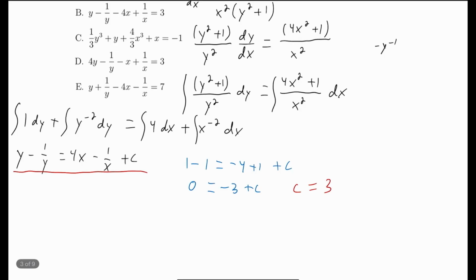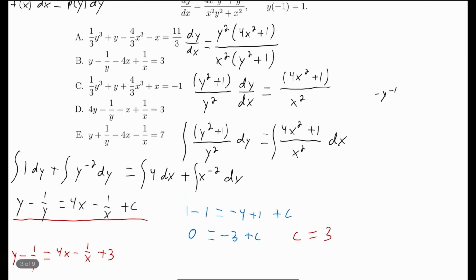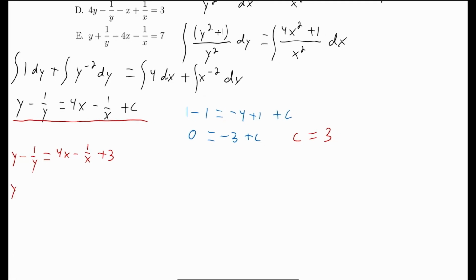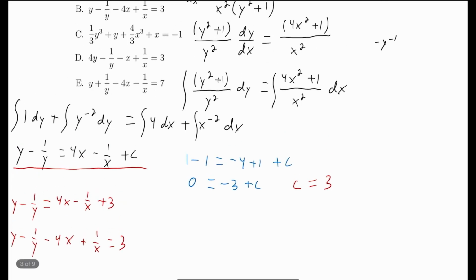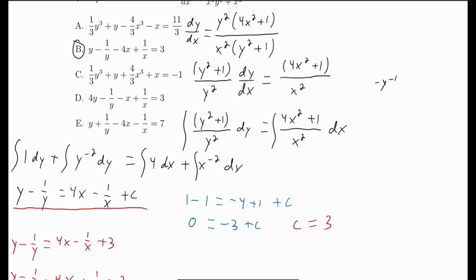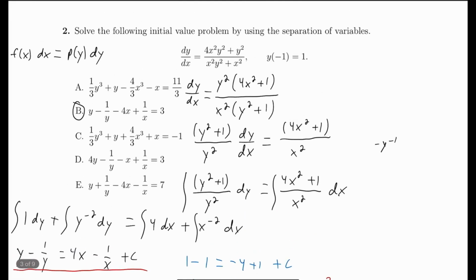That then means we can plug our c back into our general solution. So y minus 1 over y equals 4x minus 1 over x, and then plus 3. And then we can just rewrite this in the form that they have all of their answer choices. So isolate that constant. That gets y minus 1 over y minus 4x plus 1 over x is equal to 3. And checking this against answer choices, it looks like that's going to match answer choice B. So answer choice B is correct for this separation of variables IVP.